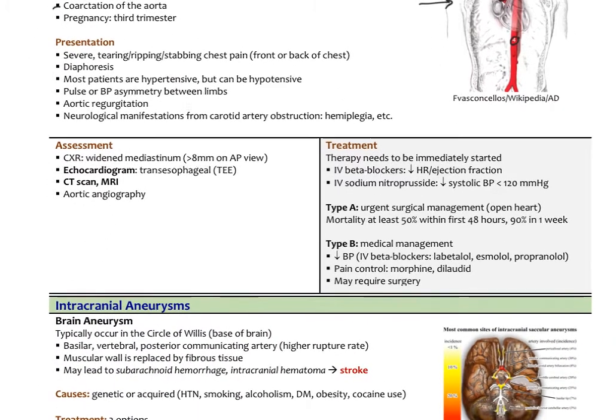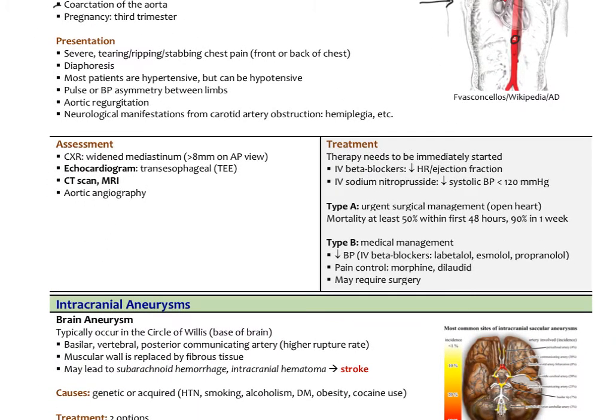Assessment would be essentially a chest x-ray, which would show us a widened mediastinum, so greater than 8 millimeters on the anterior-posterior view, an echocardiogram, and more accurately the transesophageal echocardiogram, so that'd be a TEE. A CT scan, MRI, and then aortic angiography might all be used to assess it.